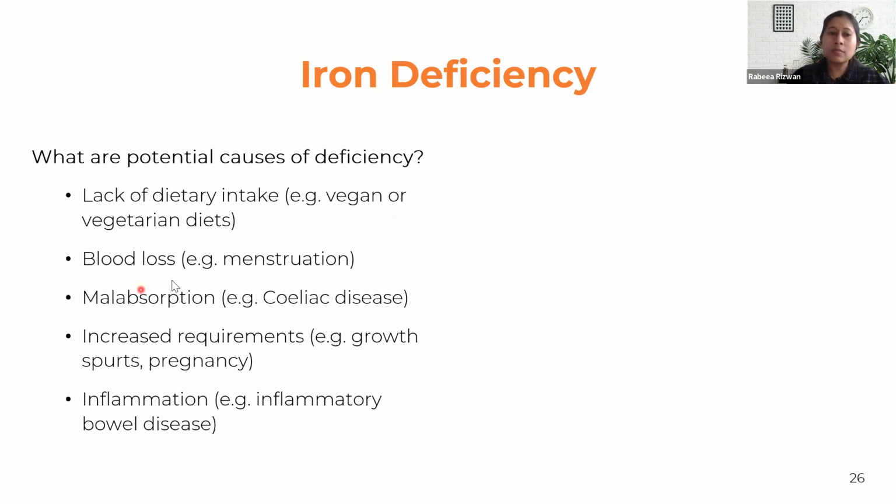Second is blood loss. And this is the main thing. For example, in females, it is common through menstruation. And the other cause can be pathological, that is malabsorption. That means there is a problem in digestion in a person, like in diarrhea and celiac diseases. In celiac diseases, there is a disturbance in the digestive system. And then inflammation, that is also related to the inflammation of the bowel and digestive system.